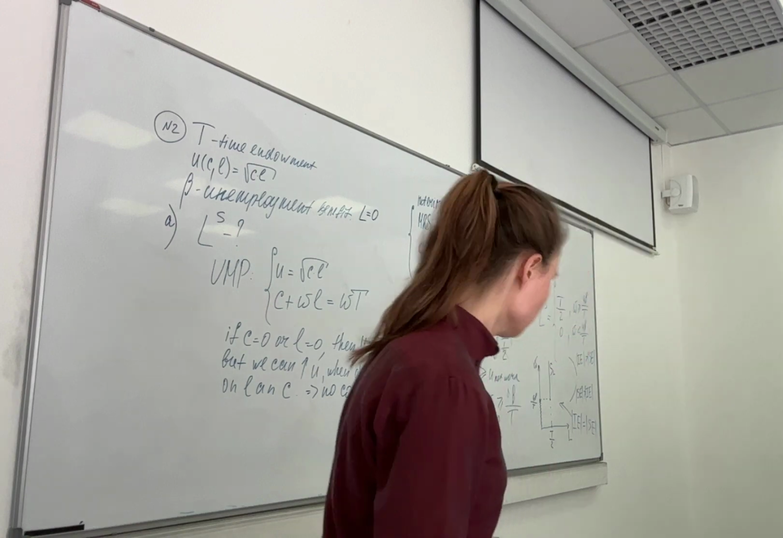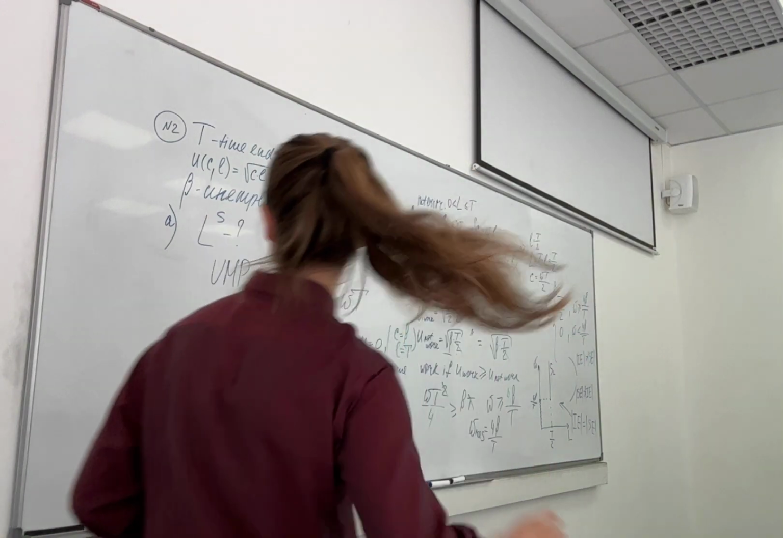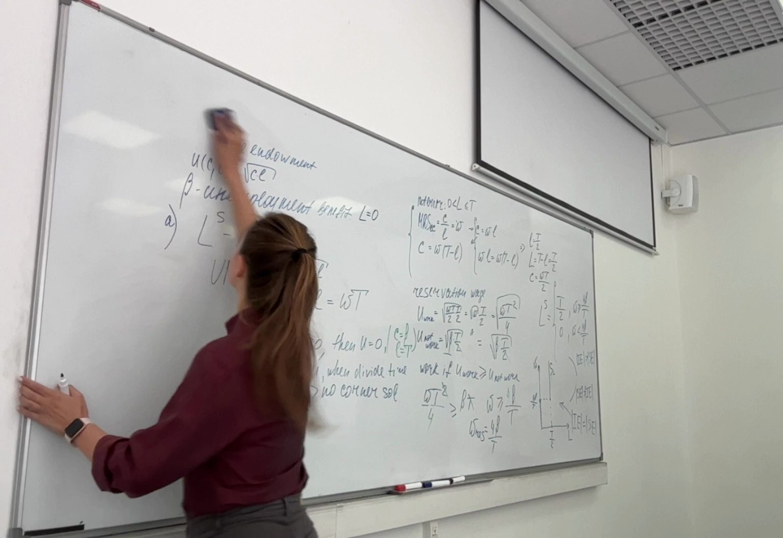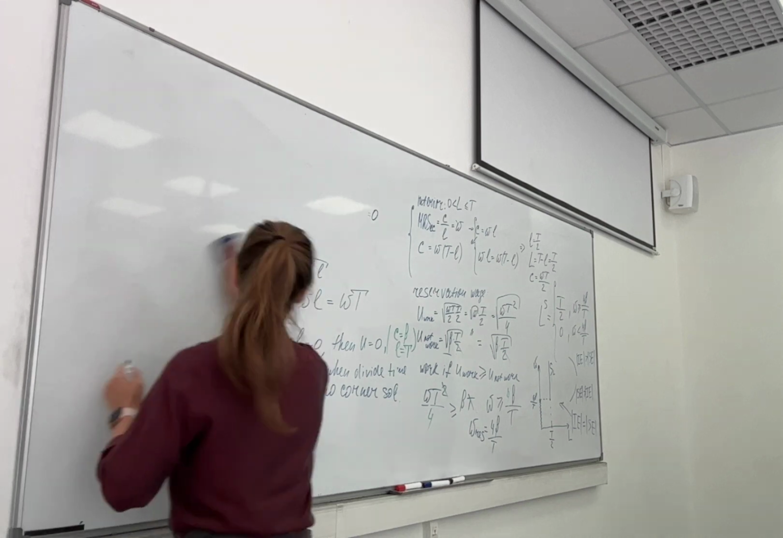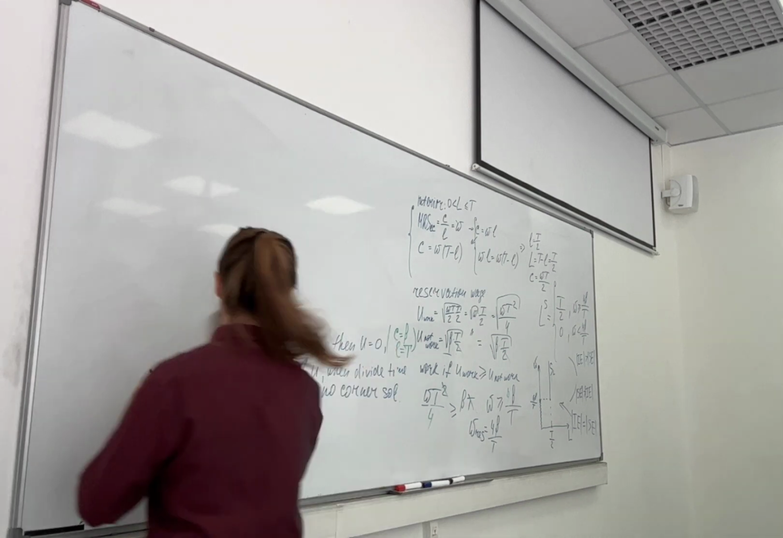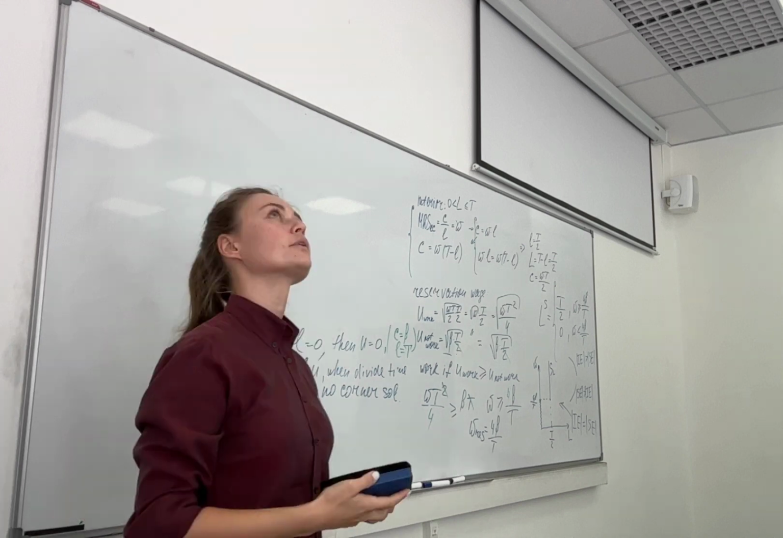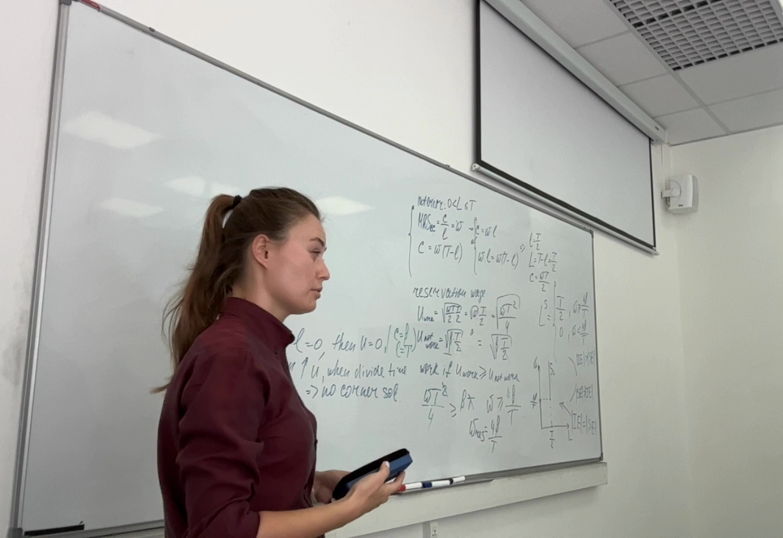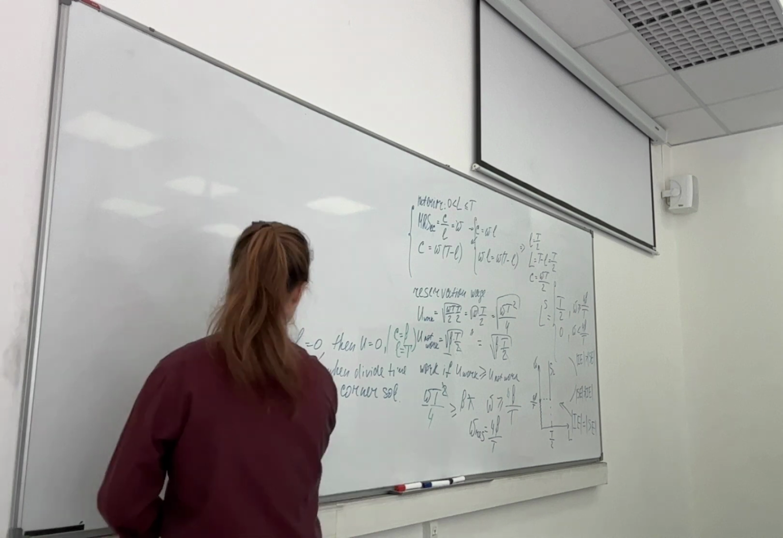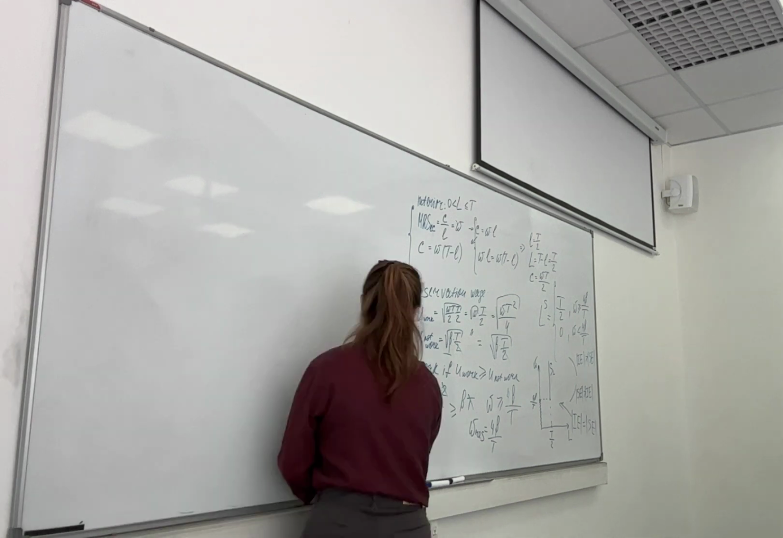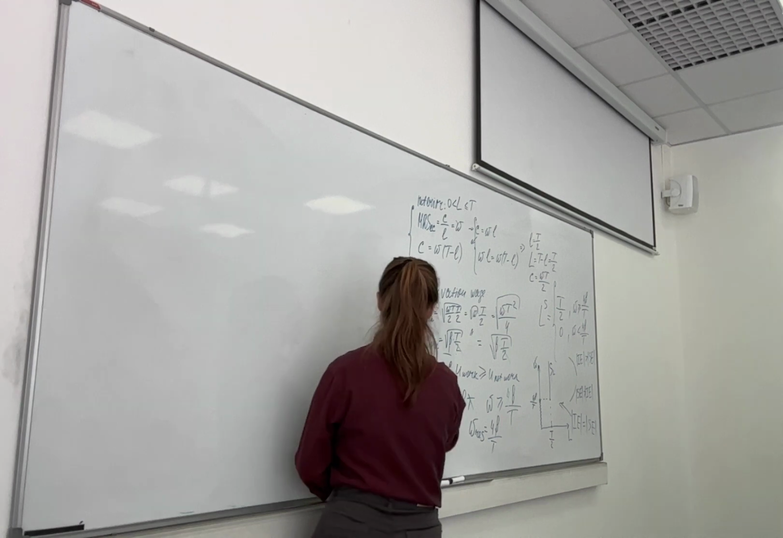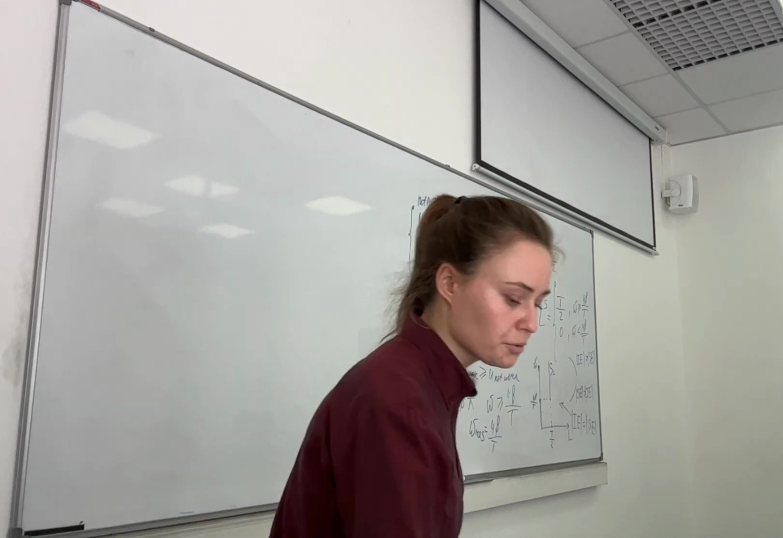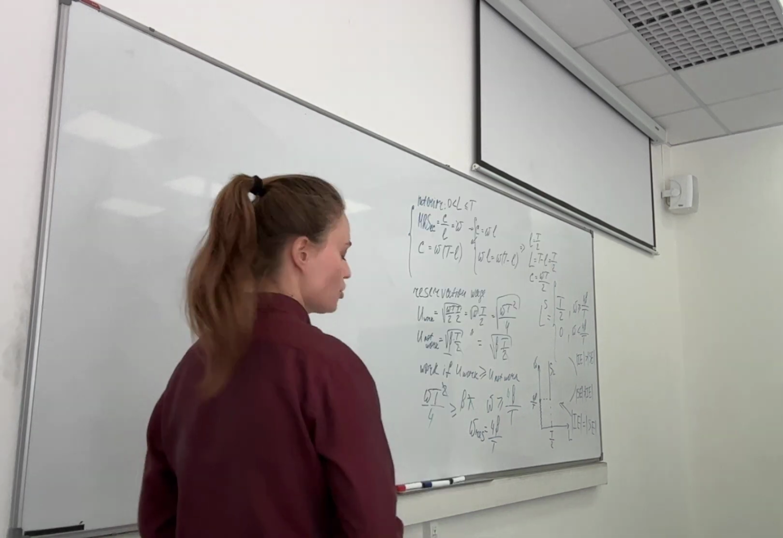Then in point B, there is an increase in unemployment benefits, and we should show graphically how the reservation wage will change.